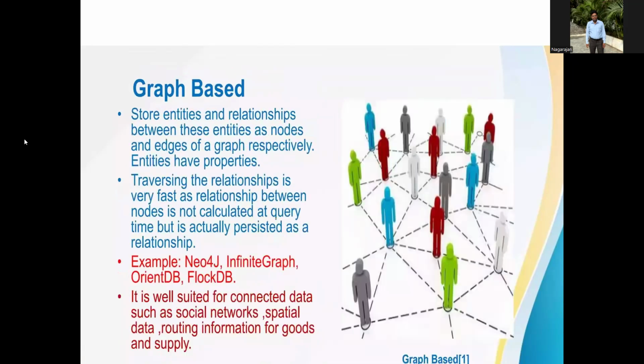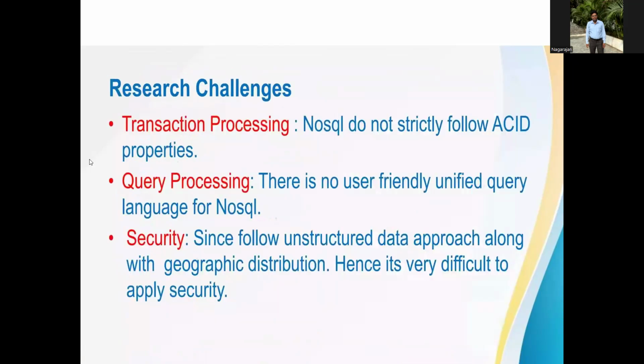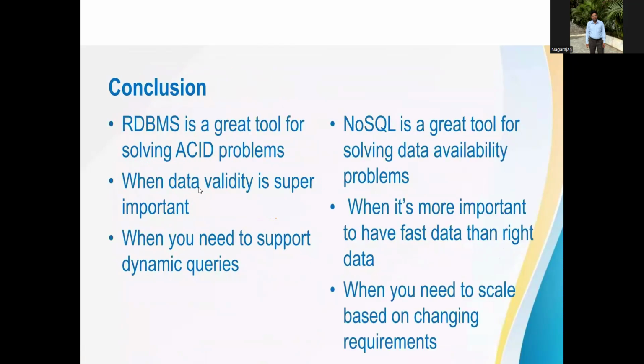Then graph-based. This is also very useful for developing dynamic web applications, where data is stored in the form of entities, and the relationships between the entities are the nodes and edges of the graph. Examples are Neo4j and FlockDB. There are some challenges like transaction processing, query processing, and security.